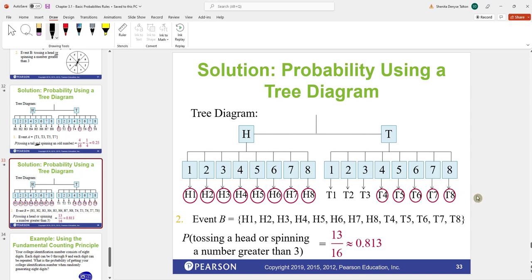So this is not an and problem. This is an or problem. So you can either toss a head or get a number greater than 3. So as you can see, these are all my outcomes. That's 13 out of 16, which is 0.813.